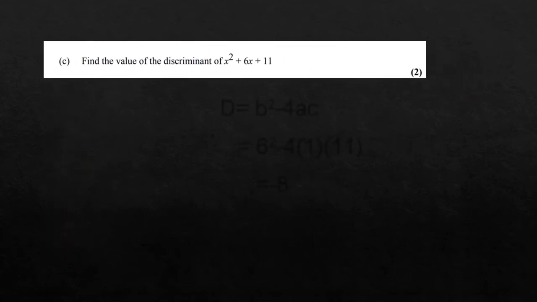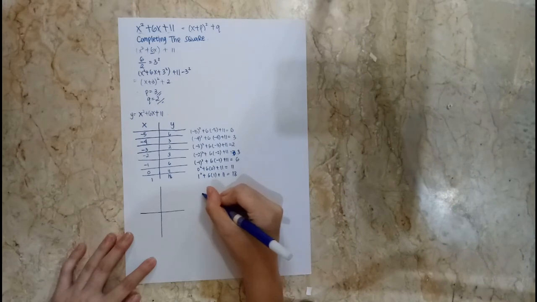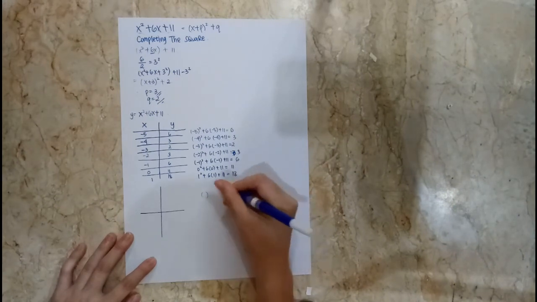Last part for the first question. Find the value of the discriminant of x squared plus 6x plus 11. Part C of the question. We need to find the discriminant.